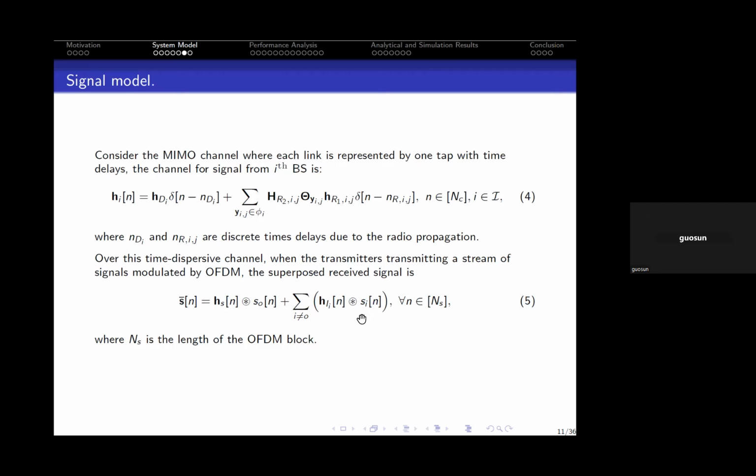So OFDM is widely used in either 3GPP or Wi-Fi. It's a convolution of the signaling train and the channel taps.